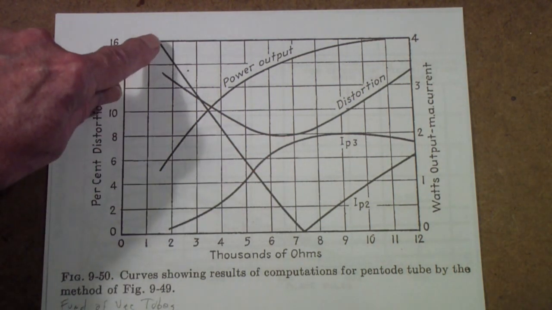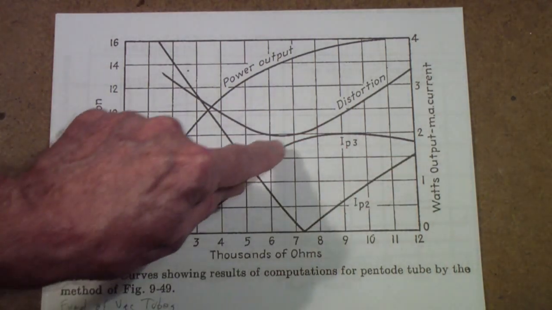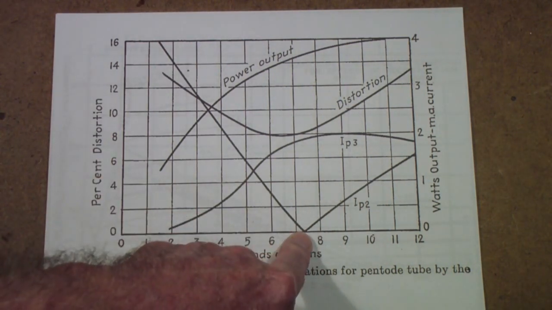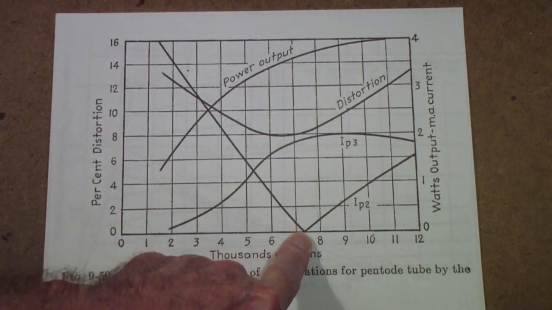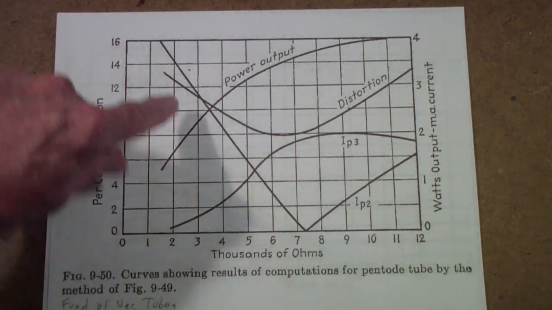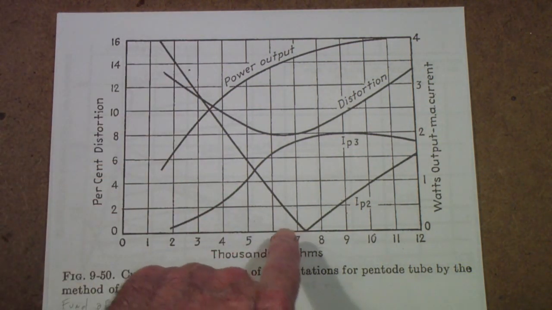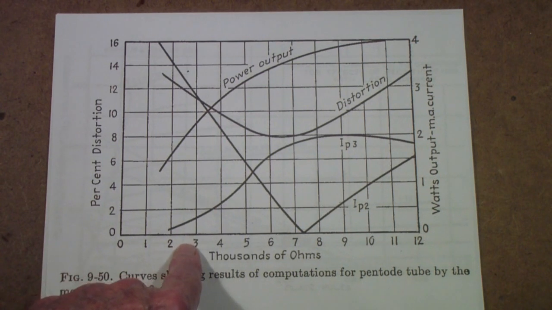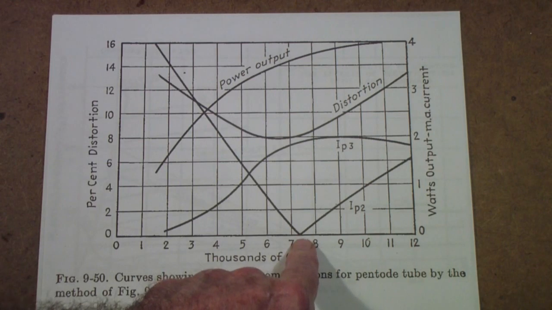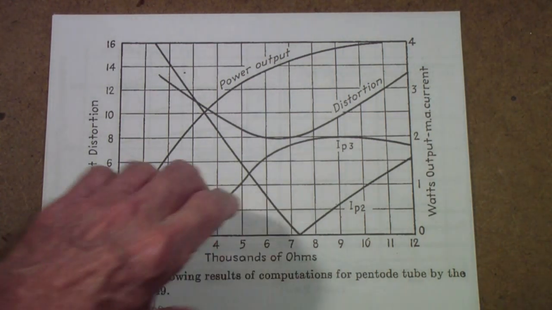Now that's because this is the second harmonic distortion. This is the third harmonic distortion. Now, you can get rid of second harmonic distortion using push-pull, and we'll talk about that much later. But it's hard to get rid of this third harmonic. And so, what you might want is to operate down near this low end to get less third harmonic distortion, or closer to 7,500 ohms to get lower second harmonic distortion.